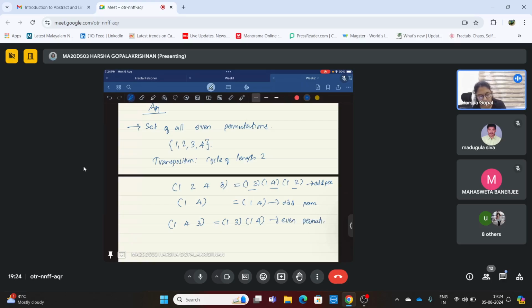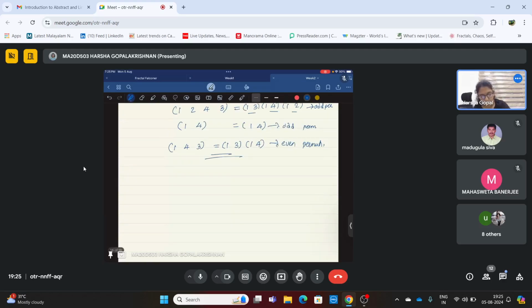So what does AN mean? It is the set of all these kinds of even permutations. Take a permutation, write it as a product of transpositions like this, and then count the number of transpositions involved. If that is even, then it is an even permutation and it belongs to AN. If it is odd, it does not belong to AN. That's all. That is the definition of AN. Now we will go to DN also.